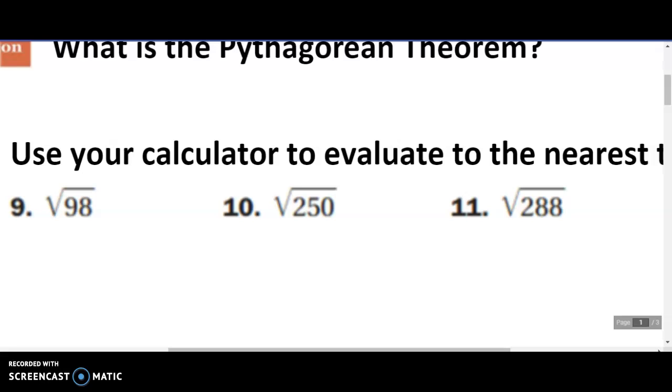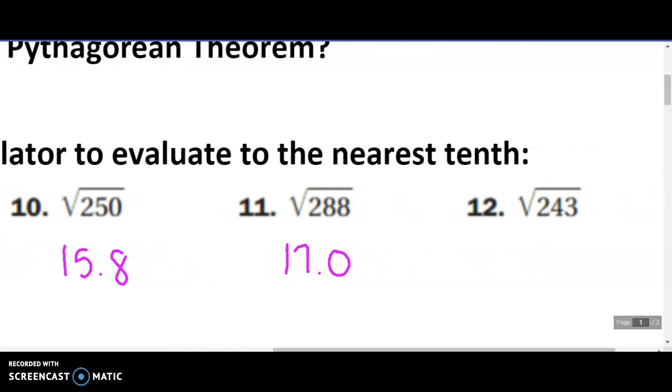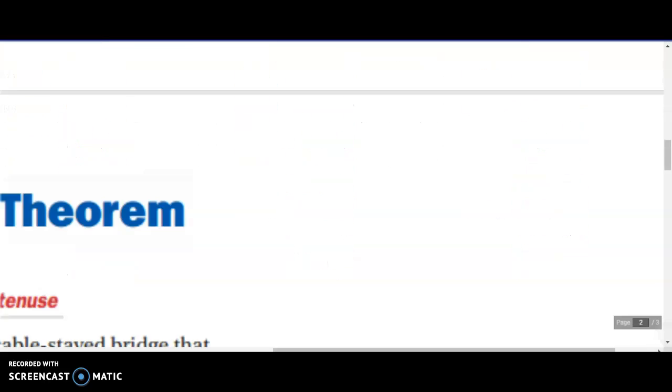The square root of 98 to the nearest tenth is 9.9. The square root of 250 to the nearest tenth is 15.8. The square root of 277 rounded to the nearest tenth is 17.0. And finally, the square root of 243 to the nearest tenth is 15.6. If you want to make sure you're doing it correctly, please check with your calculator to make sure you get those same answers.